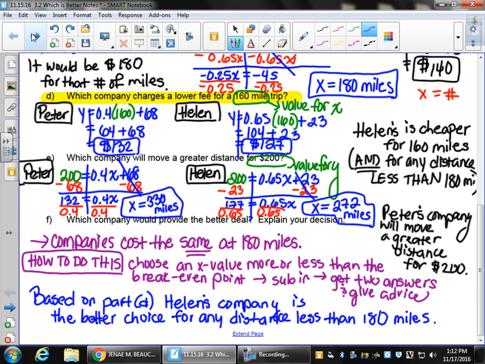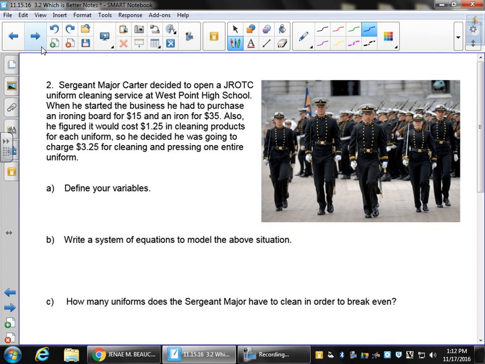We're going to move on to number 2. The best way to get good at this is to practice. So let's look at our next example. Sergeant Major Carter decided to open a JROTC uniform cleaning service at West Point High School. When he started the business, he had to purchase an ironing board for $15 and an iron for $35. Also, he figured it would cost $1.25 in cleaning products for each uniform. So he decided he was going to charge $3.25 for cleaning and pressing one entire uniform.